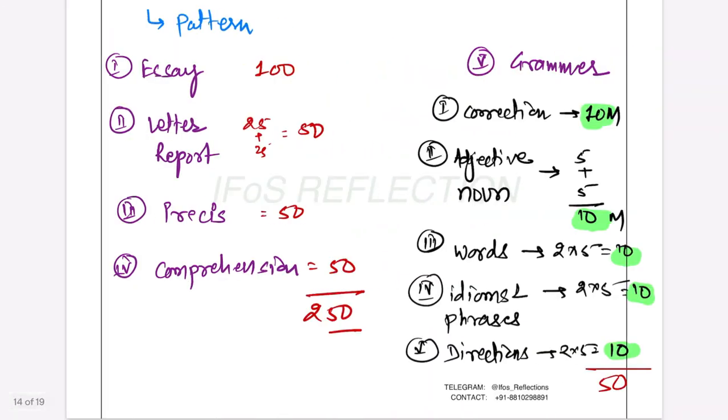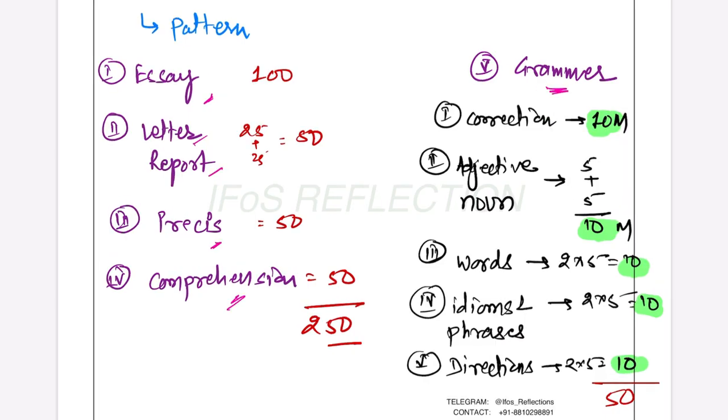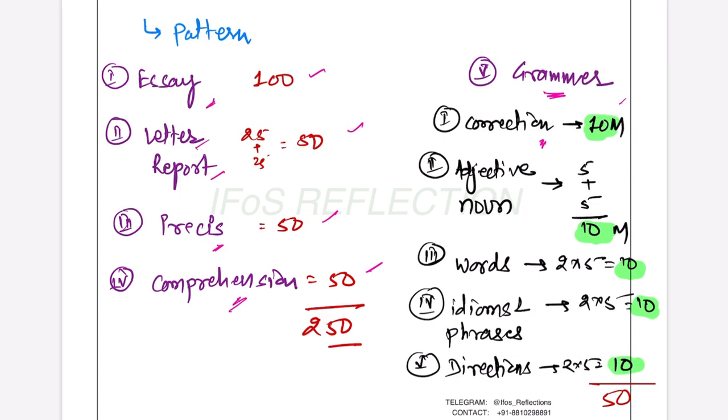While talking about the pattern, there are five things which come in the paper, as observed in the PYQs. First is essay, second is letter and report, third is precis writing, fourth is comprehension, and fifth is grammar. And I have given the marks for each of the sections here itself. In grammar also, there are five different sections which come. First is the correction of sentences, which comes for 10 marks. Then they ask you about five adjectives and five nouns, and each of them comes for 1 mark, so they are 10 marks in total.